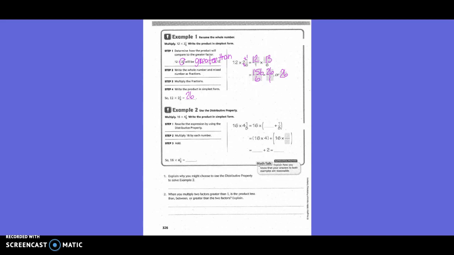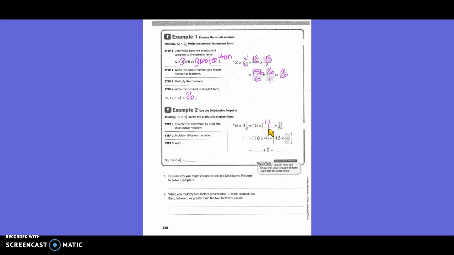Example 2, use the distributive property. Write the product in simplest form. Rewrite the expression by using the distributive property. So basically what they did was they took 16 times 4 and 1/8 and they pulled it apart, right? So they took 16 times something plus 1/8. So what needs to go on our first line there, guys? 4. Okay.